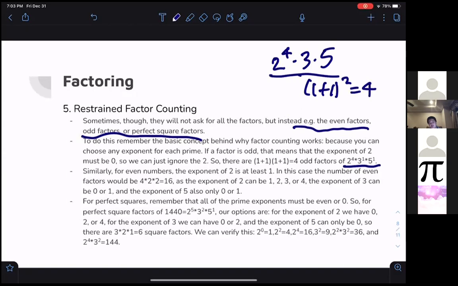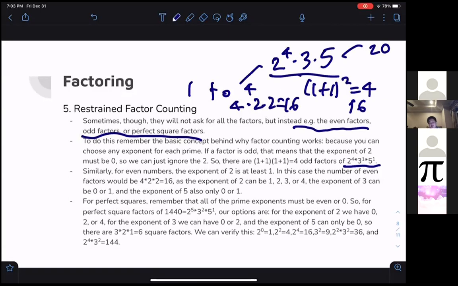And if it's even factors, we can just exclude these and take the total: the total is 20, minus 4 is 16. You can do it like that, or you can say the exponent of 2 must be positive, so it goes from 1 to 4. So it'd be 4 times 2 times 2, which is 16. Really, either way works, as long as you know why this works, what we're doing.